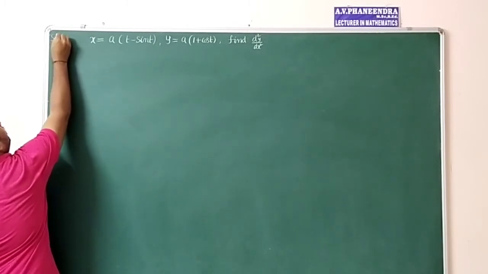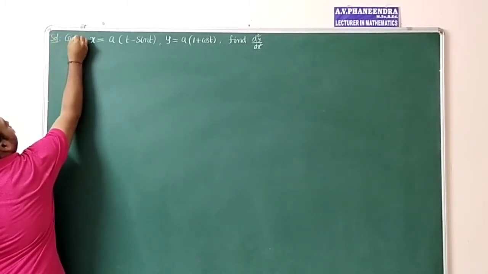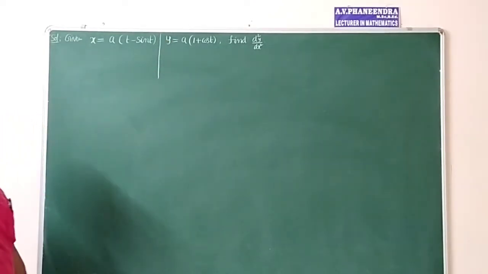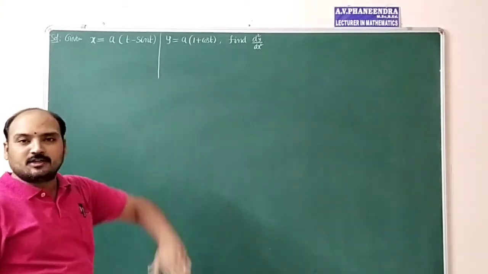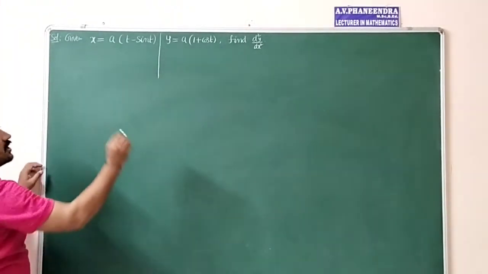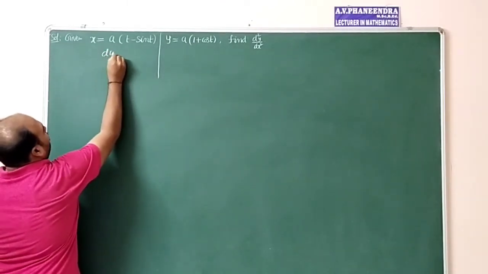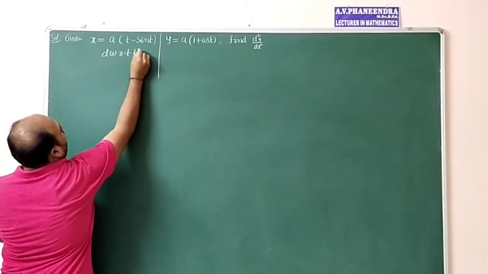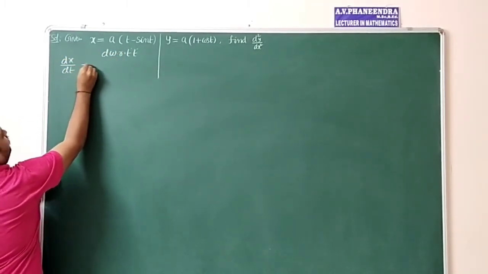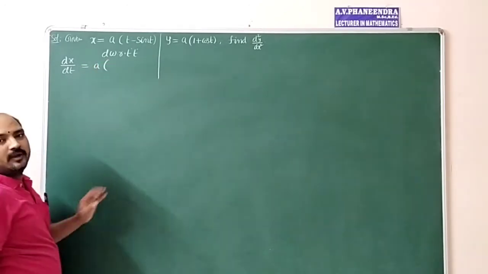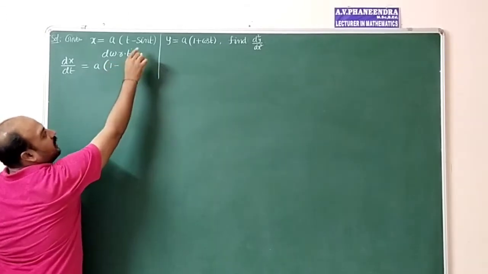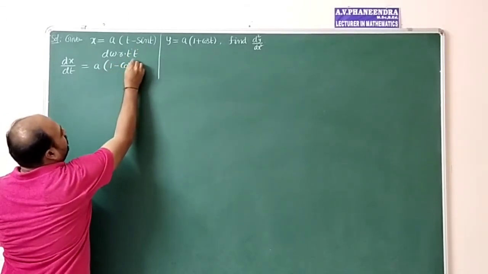In the solution it is given x in terms of t, y in terms of t, so we have to do parametric differentiation. Differentiate with respect to t. The derivative of x with respect to t, dx by dt, is equal to a constant times d by dt of t, whose value is 1, minus d by dt of sin t, which is cos t.